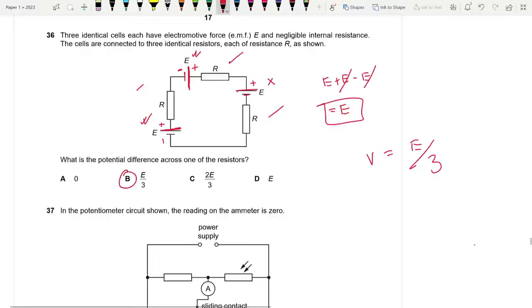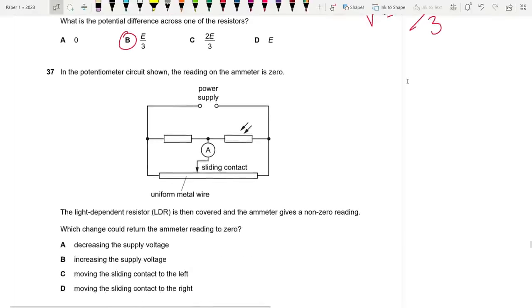This is also a common MCQ. Okay, because these two are connected properly, but this isn't. So I had to subtract that from the net EMF of 2E.